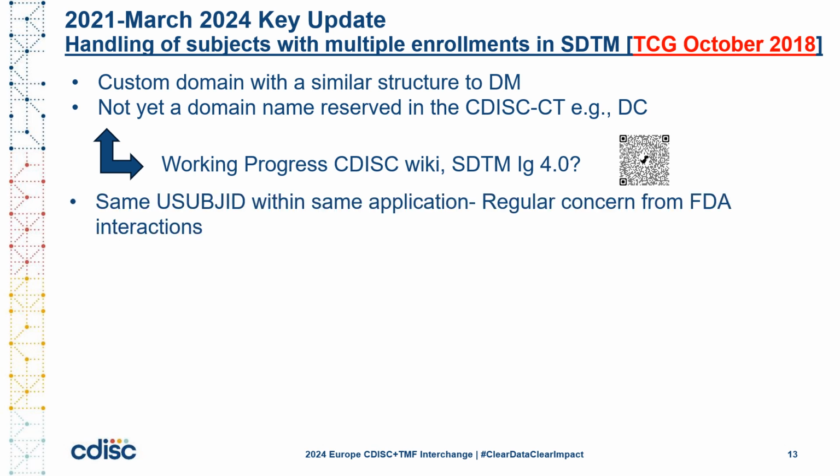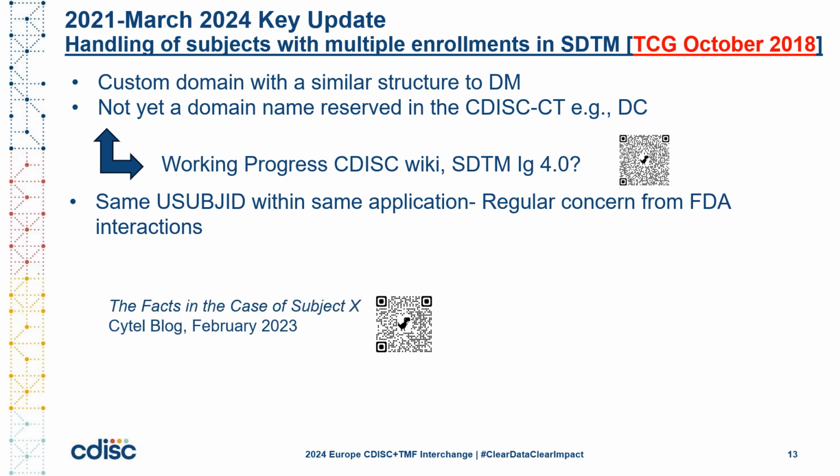Also, I would like to emphasize another clear requirement that is often not followed: the requirement to uniquely identify subjects that participated in more than one trial within an application. This is also a regular concern, emphasized in several letters our sponsors received from the FDA, and this has been a topic of discussion, in case you want to know more, in one of our cited blogs.